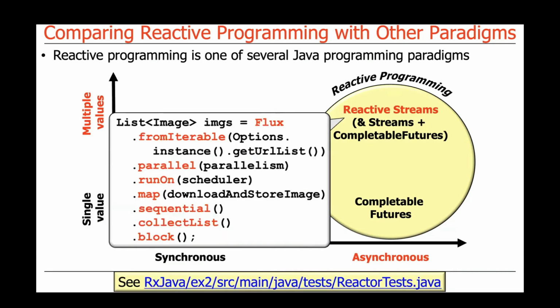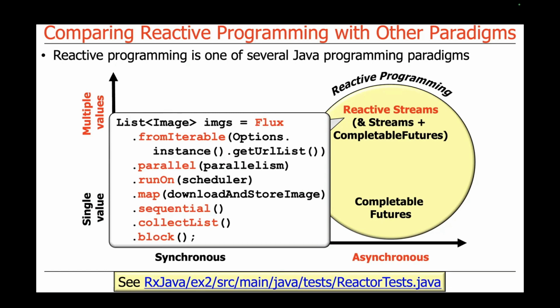Here's an example that we would use where we're going to take a list of URLs, and download a bunch of things in parallel using something called a parallel flux, and we're going to run that on a parallel scheduler that works for I/O, and then we're going to map, and by downloading and storing images as part of this reactive stream in a parallel flux, we convert the parallel flux back to a sequential flux, collect the results into a list, and then we block until we're all done.